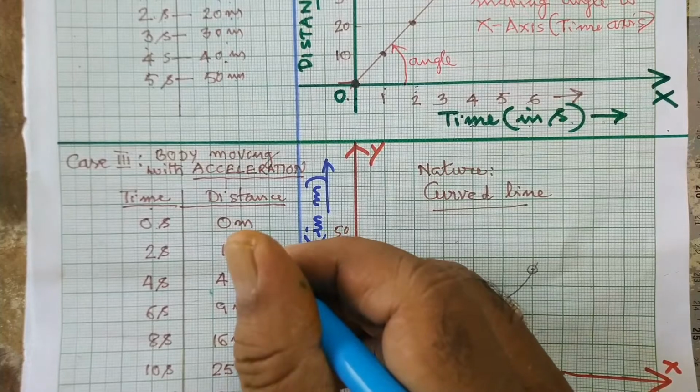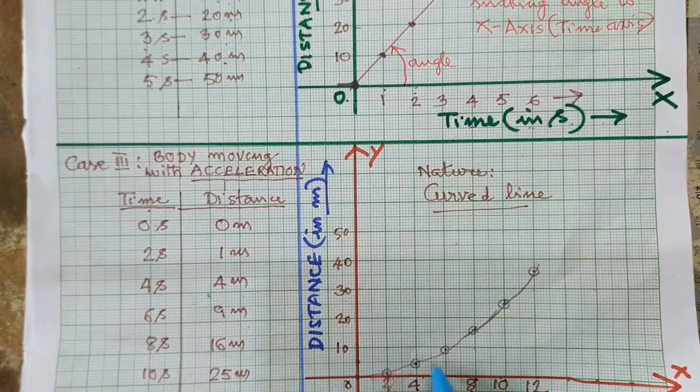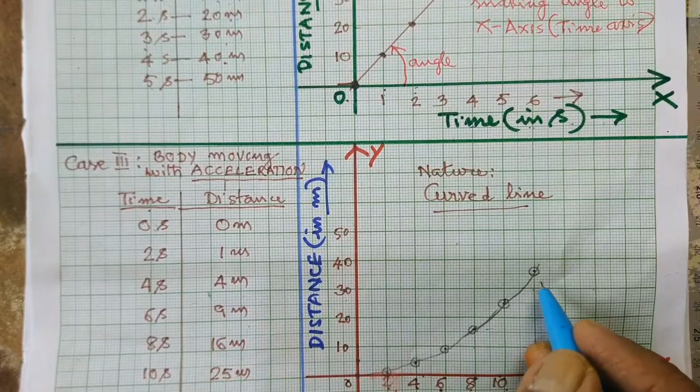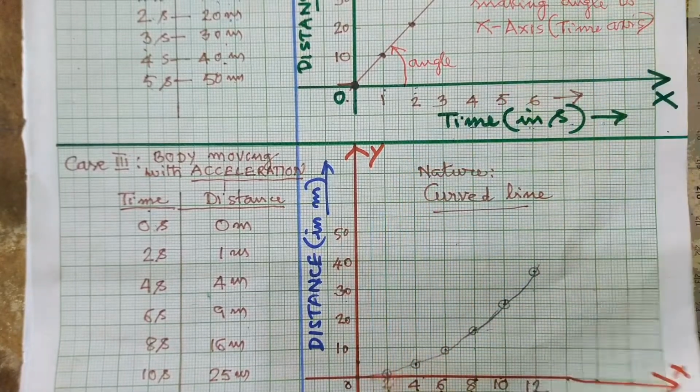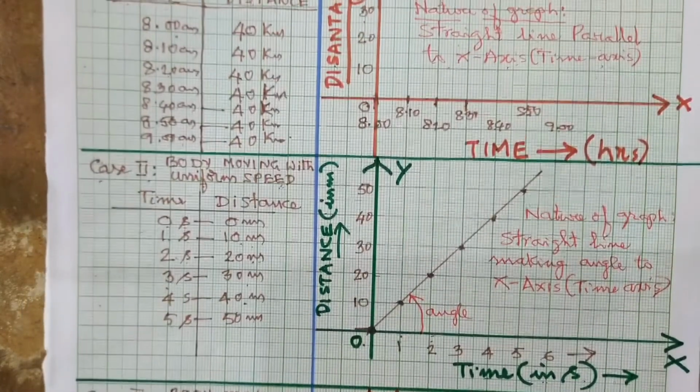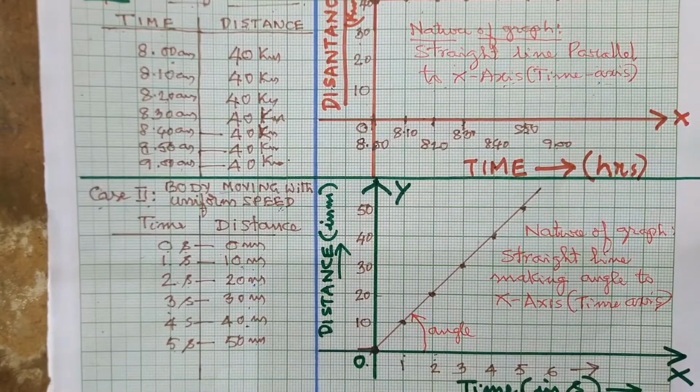I told you this is the table I have taken from the textbook. I have drawn the graph like this, and we get the graph like this. Today mainly we are going to use this first and second graphs for our analysis.